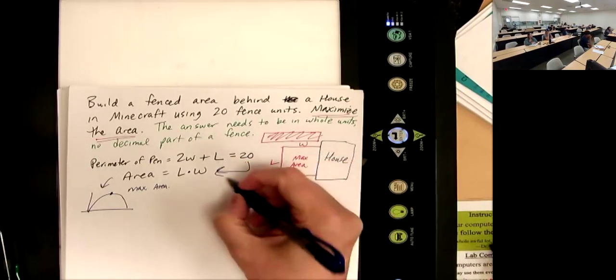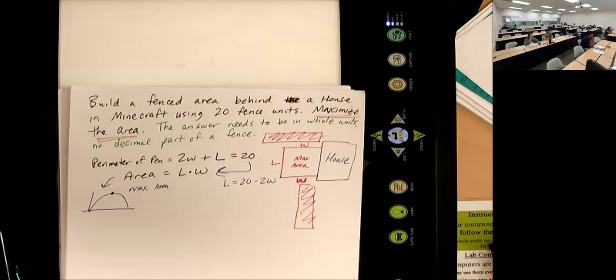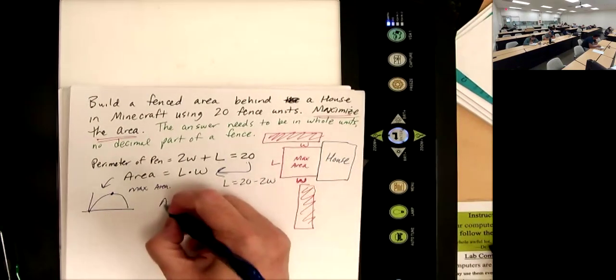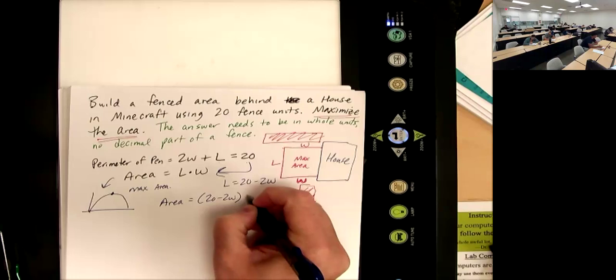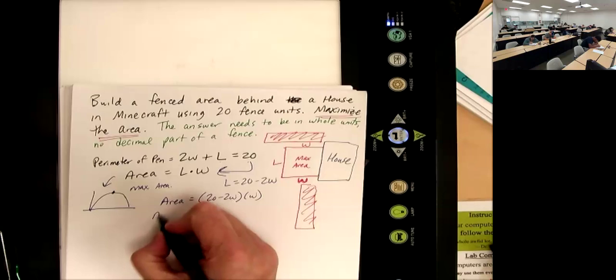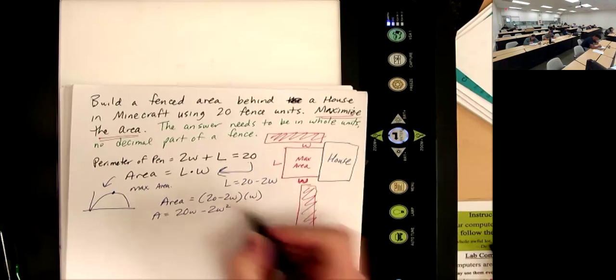I think the easiest one to solve for is L, by just subtracting 2W. If you wanted to do W, you could, but then you would have to divide by 1/2 and have a 1/2 in there. But that's gonna make my area equation 20 minus 2W times W. So if I multiply that out, I have 20W minus 2W squared.